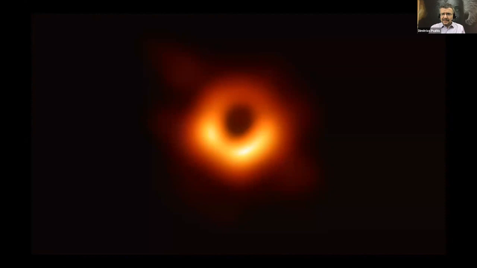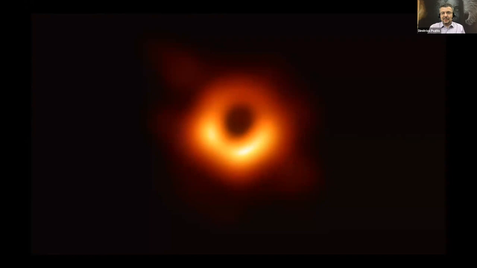And you will see this is exactly what we expected. This is exactly what Einstein's theory of general relativity predicted. A bright ring of emission, which is all the hot plasma that is swirling around the black hole just before it crosses the event horizon. And that bright ring of emission is interrupted in the center by that shadow, that smoking gun of the event horizon from which not even light can escape, which is nothing but the black hole itself.